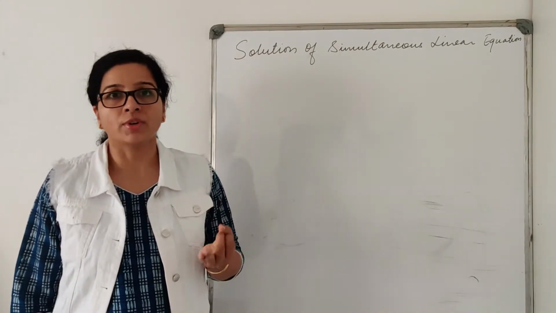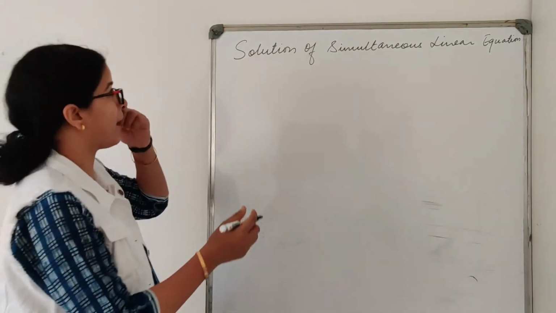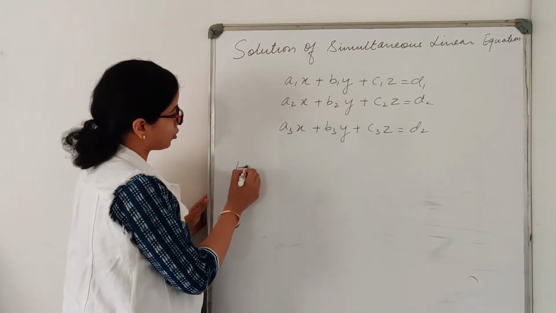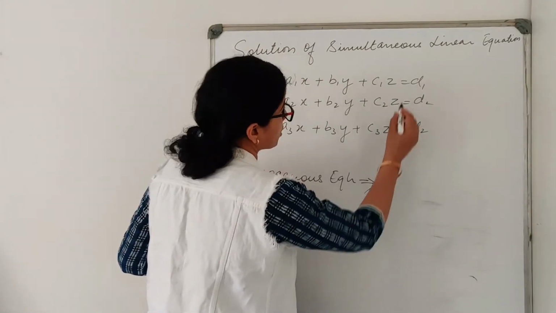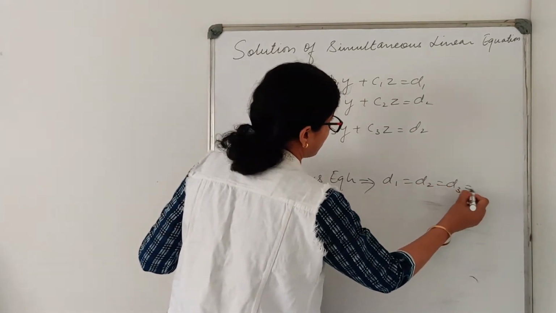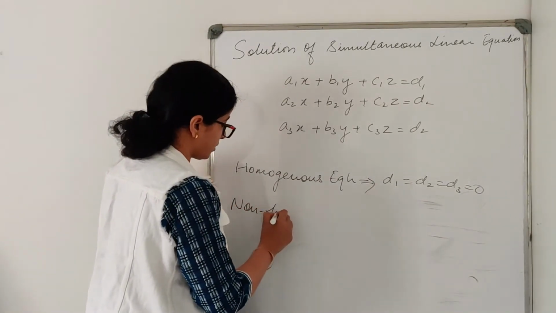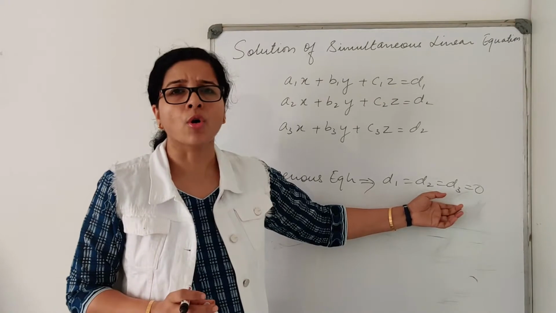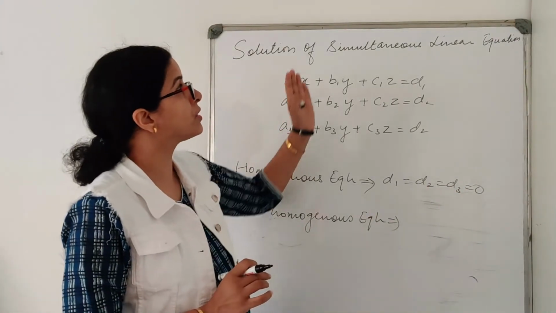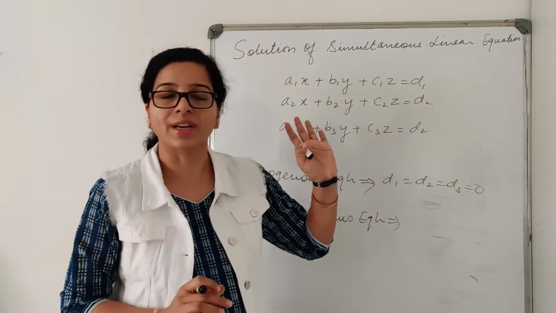A homogeneous equation does not have a constant part. For example, I have a system of equations. When we are talking of homogeneous, d1 equals d2 equals d3 equals 0. When we are talking about non-homogeneous, either all of them are non-zero or one of them can be 0. Now how we are going to use matrix inverse in solving these equations, that I am going to explain to you.